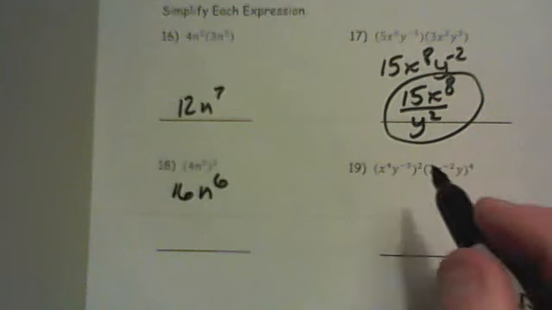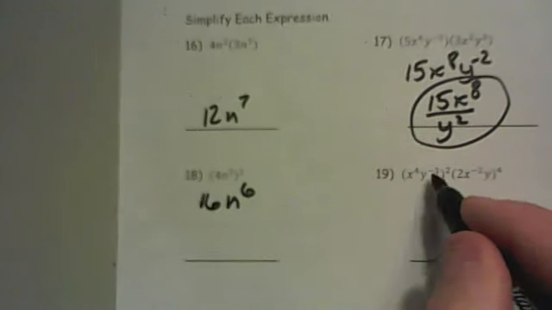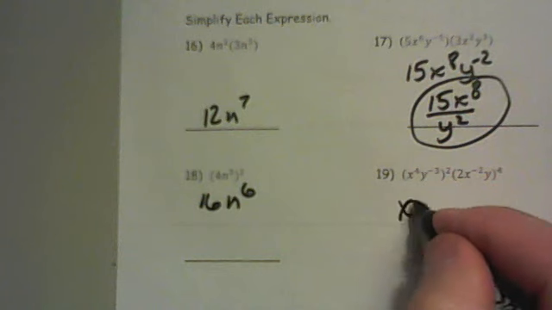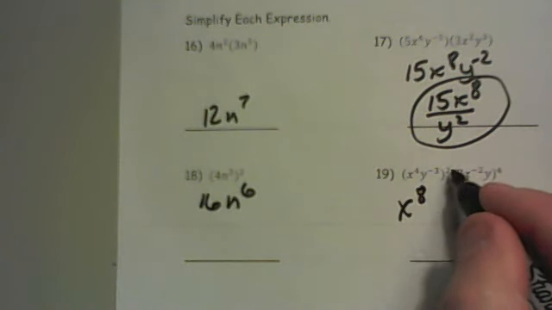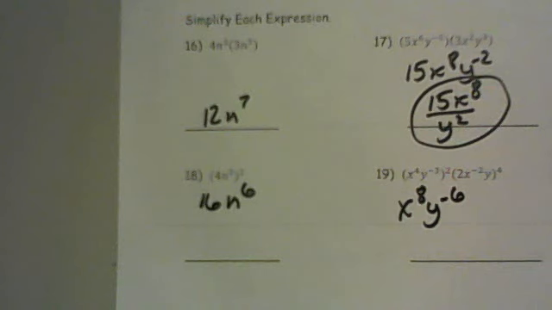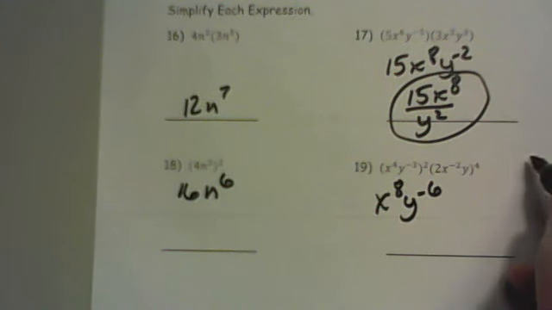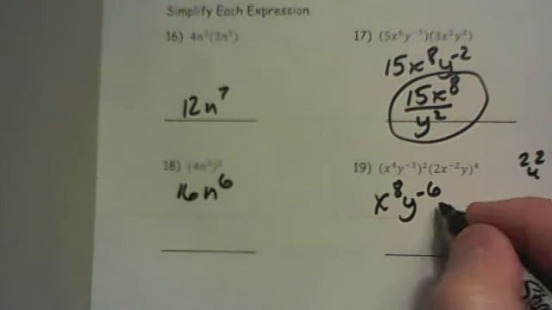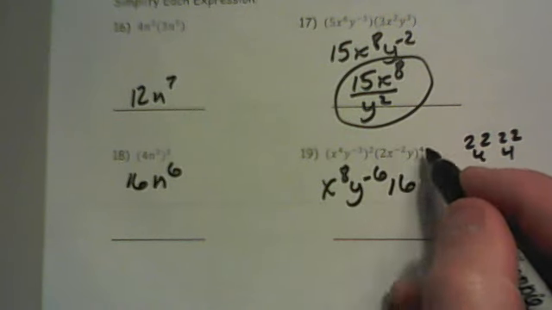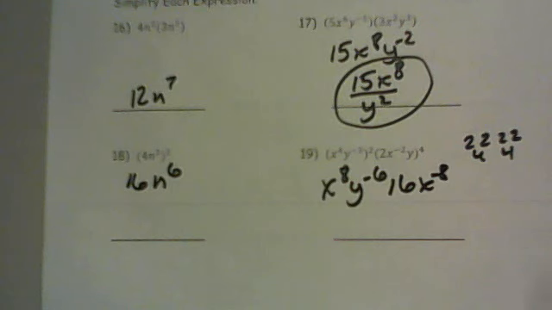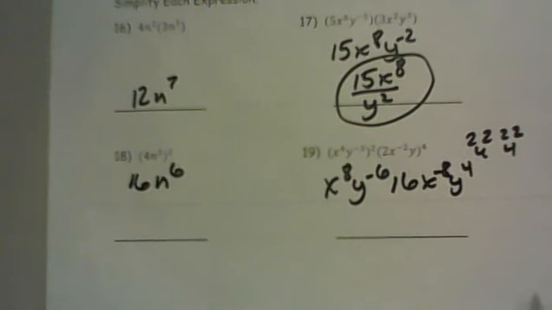And number 19. X to the 4th, y to the negative 3rd squared. That means I'm going to take x to the 4th squared, which is x to the 8th. Y to the negative 3rd squared is y to the negative 6th. The second set of parentheses, I'm going to take 2 to the 4th. 2 to the 4th means 2 times 2 times 2 times 2. That's 4 times 4, which is 16. And then I'm going to take x to the negative 2nd to the 4th, which is x to the negative 8th. And then y to the 4th.